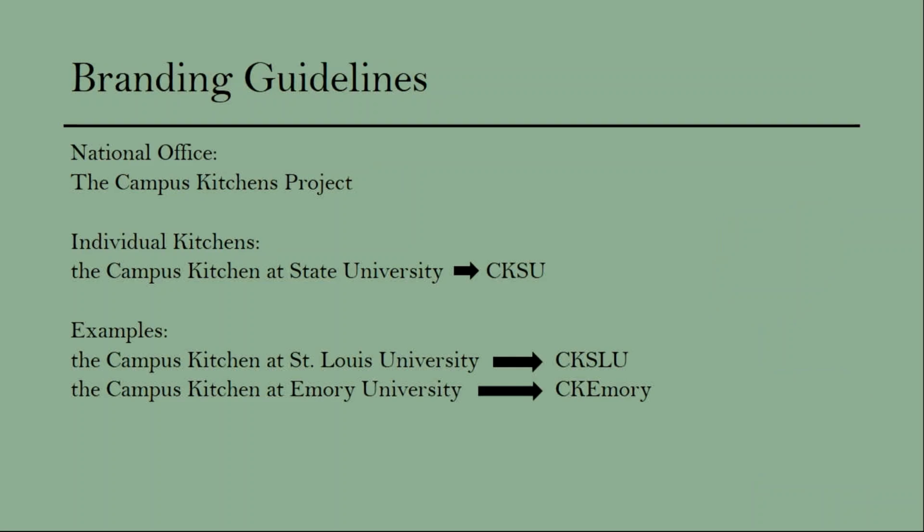And then just a quick branding guideline, remember, when you're referring to the National Office, it's the Campus Kitchens Project in all caps. And when you're referring to your individual kitchens, it's the Campus Kitchen at whatever university or high school you're at. Then abbreviated, it's CK and then your school's abbreviation. For our examples, we have the Campus Kitchen at St. Louis University, that's CKSLU. And for a few of them, we have repeating acronyms, like the Campus Kitchen at Emory University is CK Emory. So this is how we'll refer to the individual kitchens from the National Office. It's just a good thing to remember.